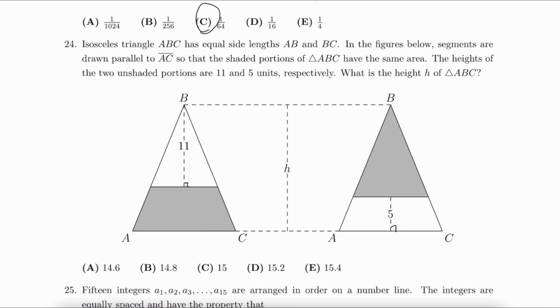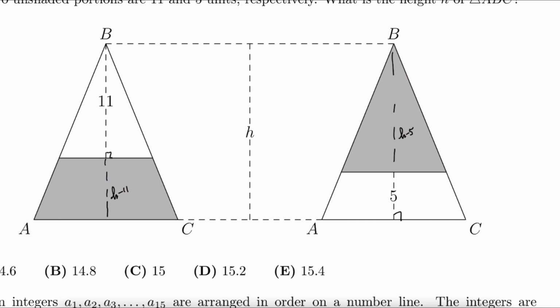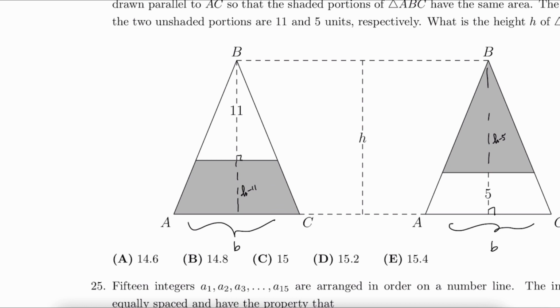Let's think about this. How can we do this problem? So we know that the shaded portions have equal area. It tells us this height is h, so we'll just use that variable. So this height is going to be h minus 11, and this height is going to be h minus 5. Now let's let the base be just b. Then the area of triangle ABC, or more commonly written as just bracket ABC, is equal to 1 half base times height, right? And the area of this shaded one is going to be that minus this area. So 1 half base times height minus 1 half base.